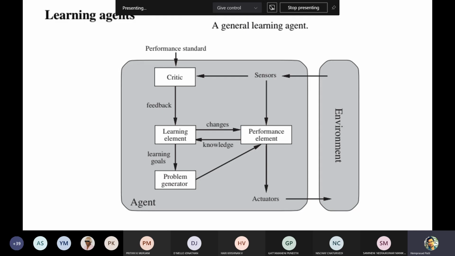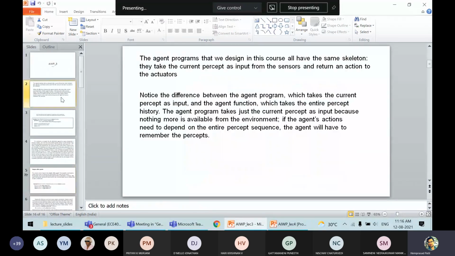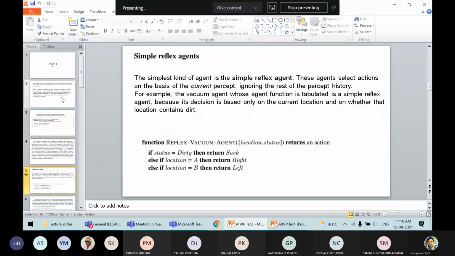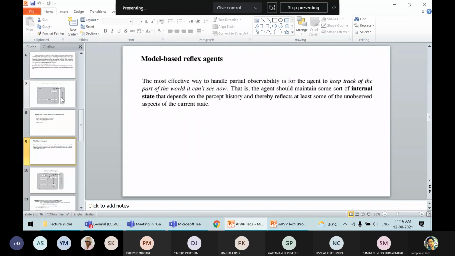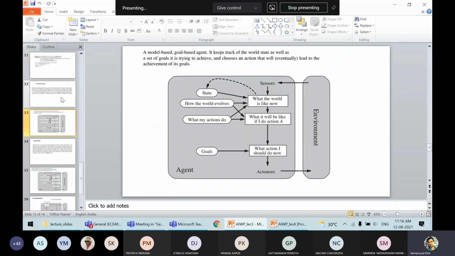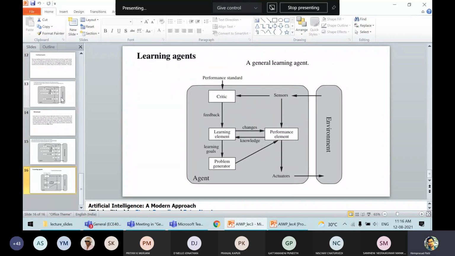So these were the agents. Till now, we have discussed many types of agents: table-driven agent, simple reflex agent, model-based agent, goal-based agent, utility-based agent, learning agent. That's all.